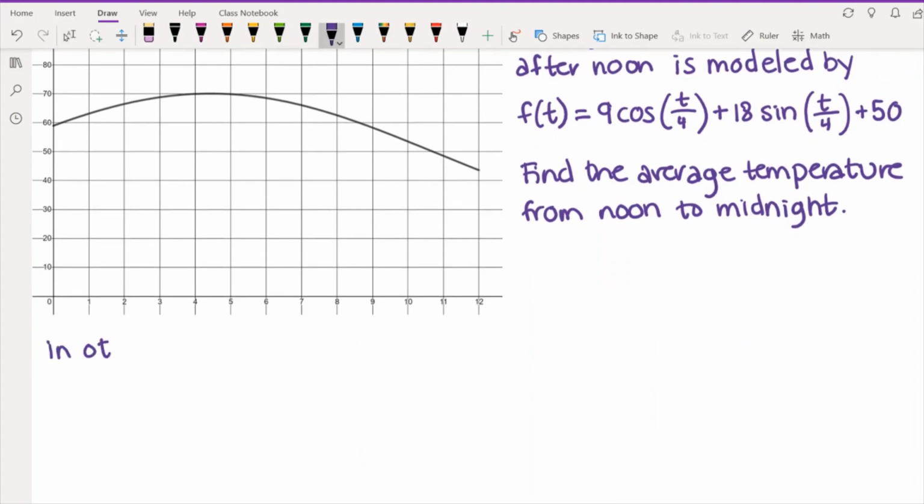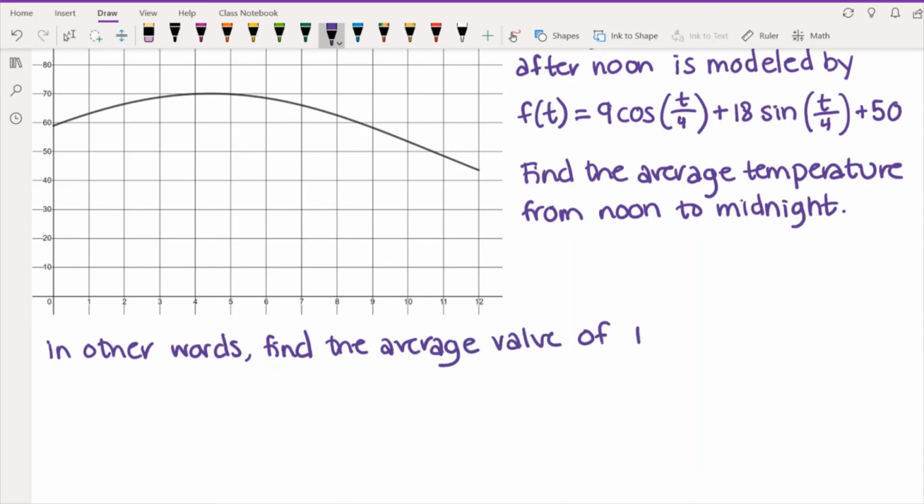So another way of phrasing this question would be that we're trying to find the average value. So in other words, we're finding the average value of the function f of t. And what interval are we focusing on? Well, we're focusing on the interval from 0 to 12, right? Because that is starting at 0 hours after noon, which is noon, and then going all the way to 12 hours after noon, which is midnight.